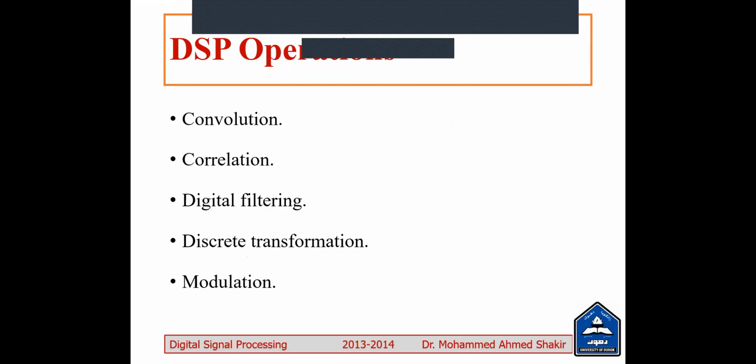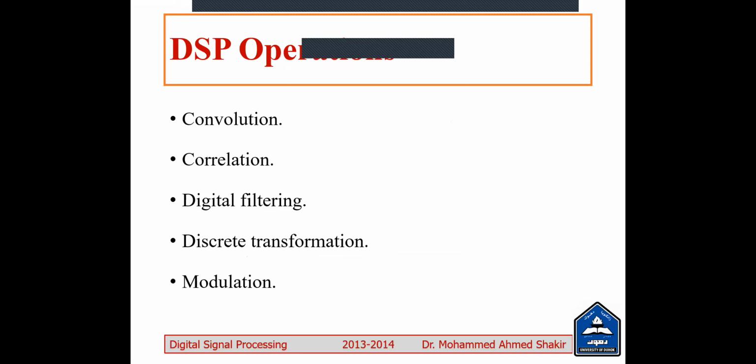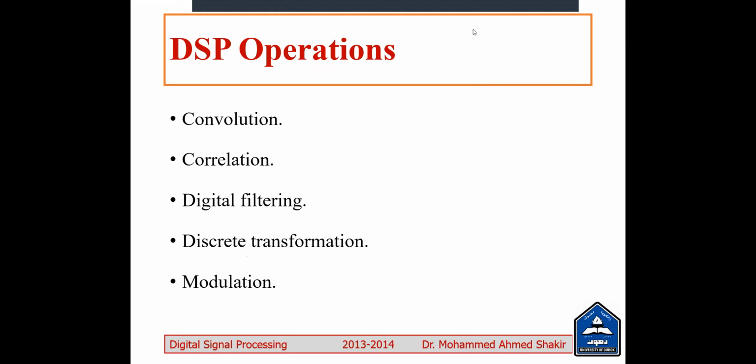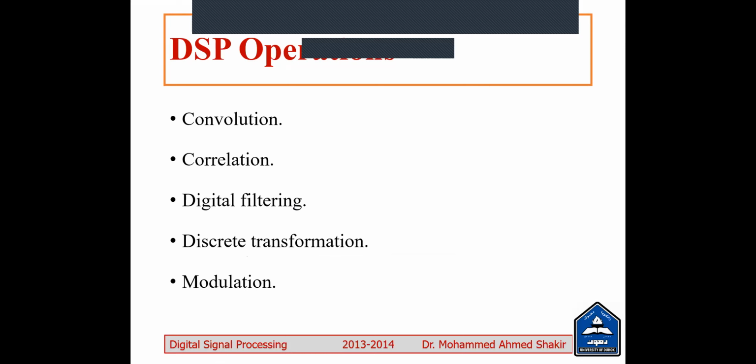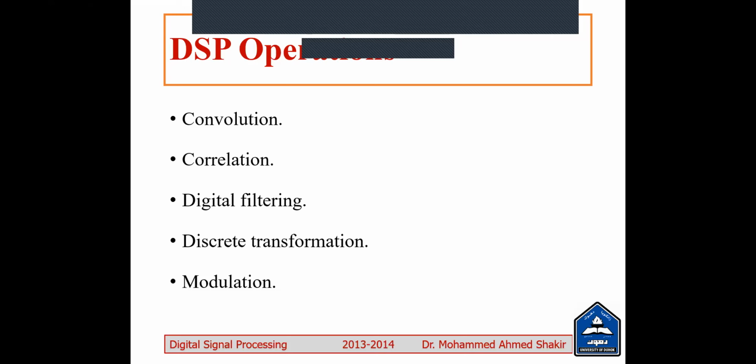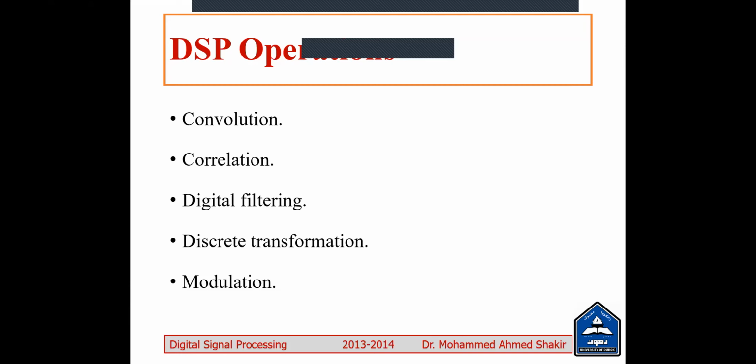Now, going to talk about the DSP operations. What are DSP operations? Of course, basically, we have five kinds of DSP operations. As you know, when we talked about the general purpose microprocessors 8085, 8086, and so on, all of these microprocessors, you can recognize general instructions. I mean, you have, for example, transfer instructions. You have, for example, mathematical instructions. You have logical instructions. I'm talking generally.